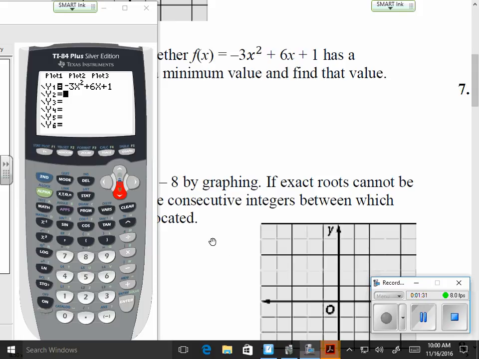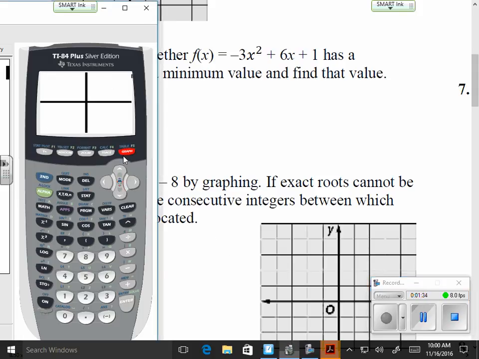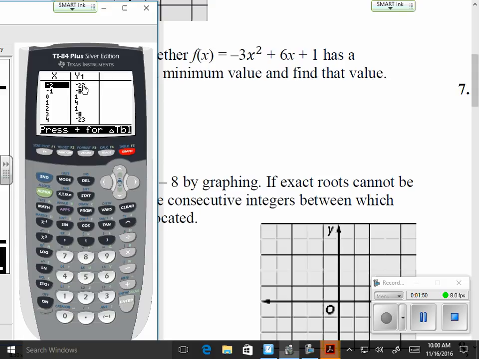Once I've got it in the calculator, I can go to the graph just to prove it to myself while I'm zoomed out a little bit. That it opens down, so it's going to have a maximum. And then if I go to the table, maybe I can figure out what that is. Where do my y values peak out at?